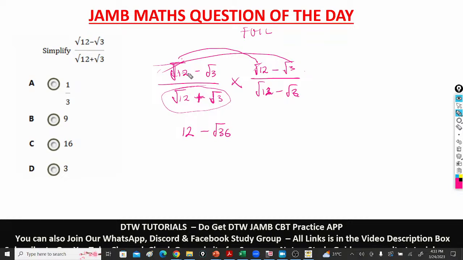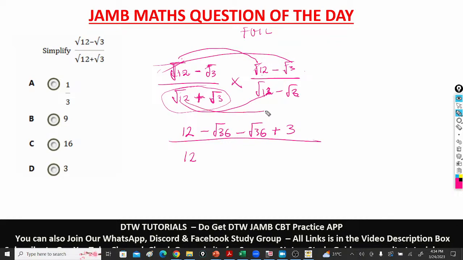Remember this negative sign. Now we do this negative root 3 times root 12, which will give us a negative root 36. Then negative root 3 times negative root 3, the signs multiply to give us a positive. Remember, when you're multiplying a square root and the same square root, it cancels off to give us 3. Over, we do the same here. So 12 times this, the square root cancels out, we have 12.